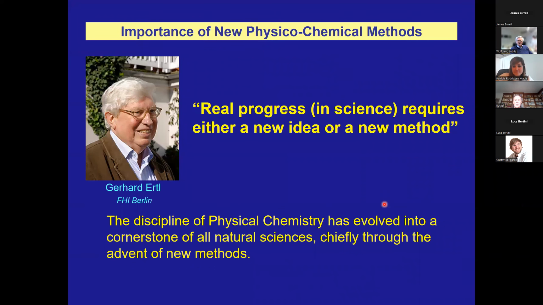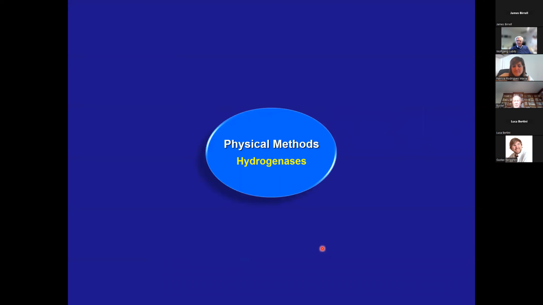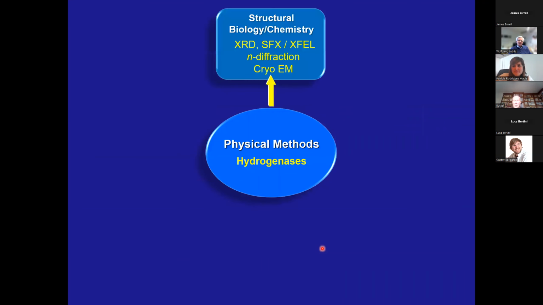He said once, real progress in science requires either a new method or a new idea. And he was a physical chemist. He received the Nobel Prize 10, 15 years ago. And it is very clear that he added the discipline of physical chemistry has evolved into a cornerstone of all natural sciences, chiefly through the advent of new methods. So that is certainly true, and let us have a look at the physical methods used in hydrogenase research.